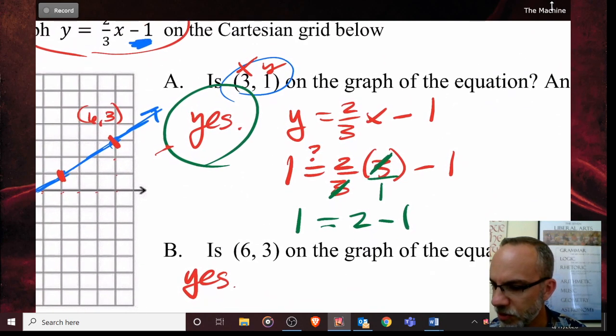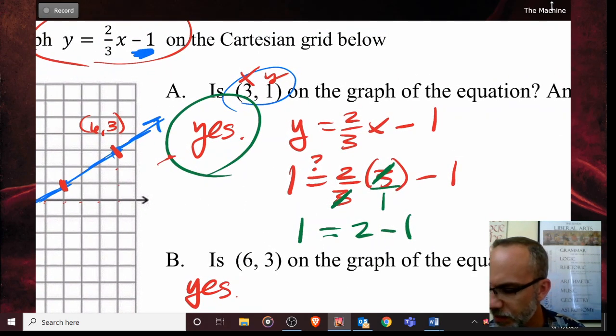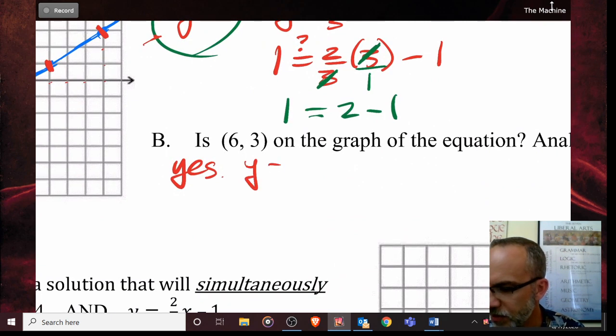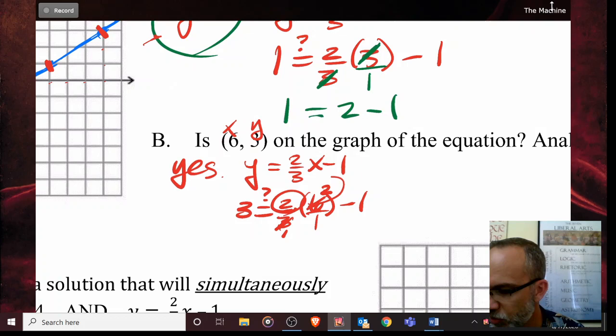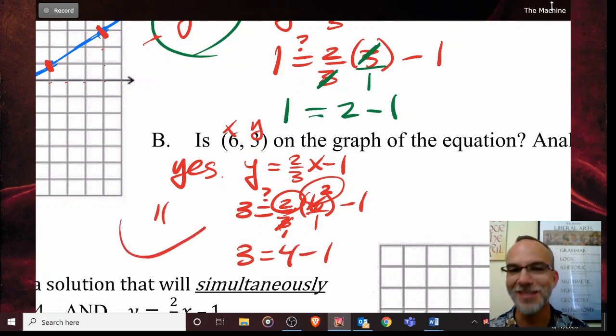Analytically, what was the equation? y is equal to 2/3 x minus 1. So recopy down. y is equal to 2/3 x minus 1. And substitute in. This is my y, this is my x. Is 3 equal to, don't know, asking, 2/3 times 6 minus 1? All right, so 6 is over 1. That's going to cancel with that, leaving me a 1 down here and a 2 up there. So 2 times 2, is 3 equal to 4 minus 1? Woohoo! Also, yes. Good. Okay, making progress. That's review.